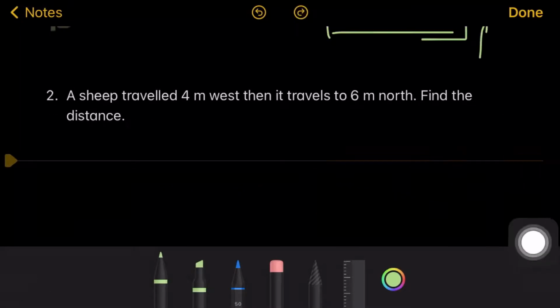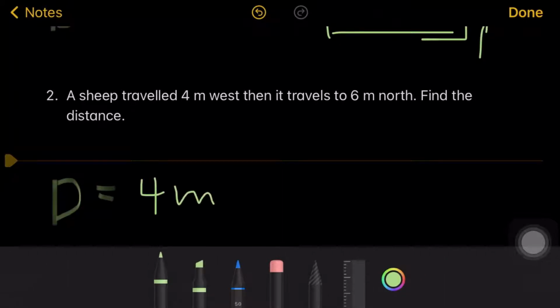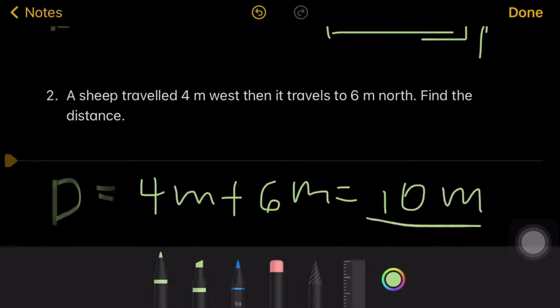Yes. Next, a sheep traveled 4 meter west and travels 6 meter north. Find the distance. Distance equals 4 meter plus 6 meter equals 10 meters. Yes, that's the answer.